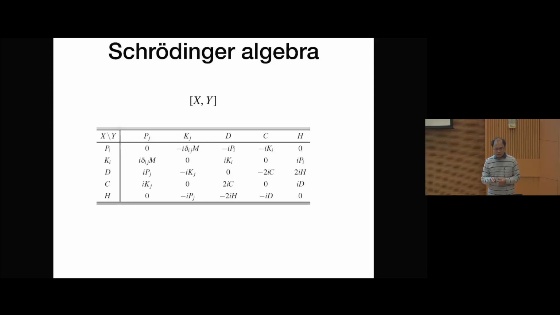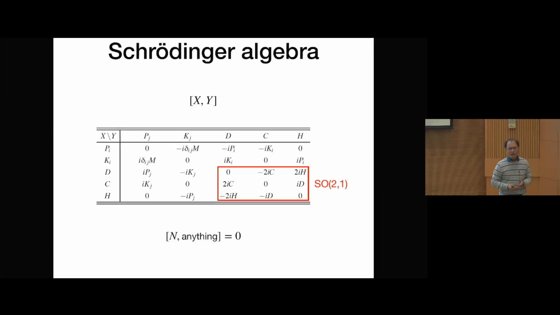One feature of this algebra is that the operator corresponding to the particle number, that is the multiplication by a phase, commutes with everything, so it's the center of the algebra. Another interesting feature is that the Hamiltonian, that is translation in time, the dilatation, and this special conformal transformation C, this complicated one that I wrote down in the previous slide, form a closed subalgebra of the Schrödinger algebra, and that subalgebra is isomorphic to SO(2,1). This fact is actually known and used in atomic physics.